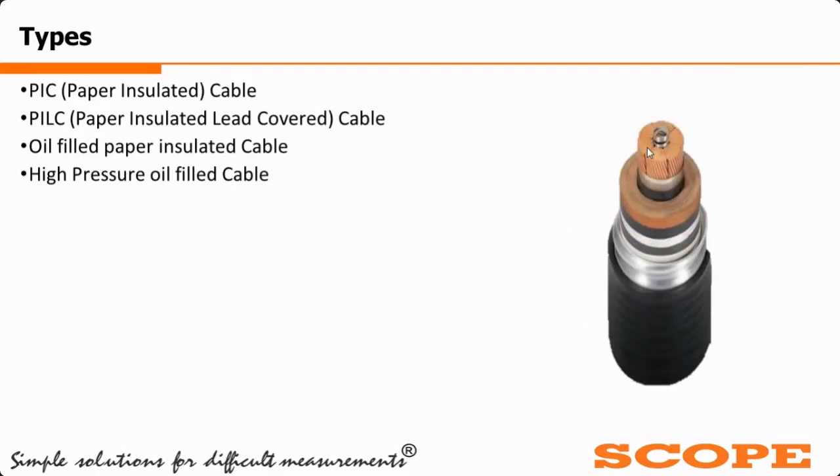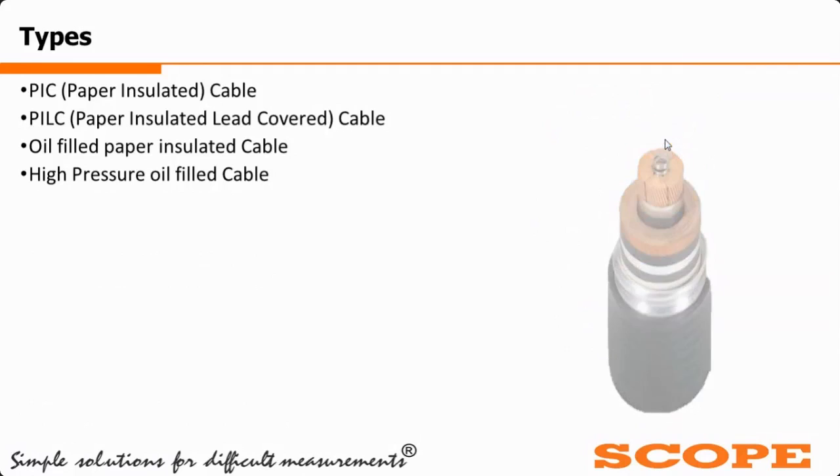The next one is the oil filled cable. This type of cable I already explained; here in the picture you can see that there is an oil duct at the center of the core. So the oil acts as an insulation, and it also acts for cooling purposes.